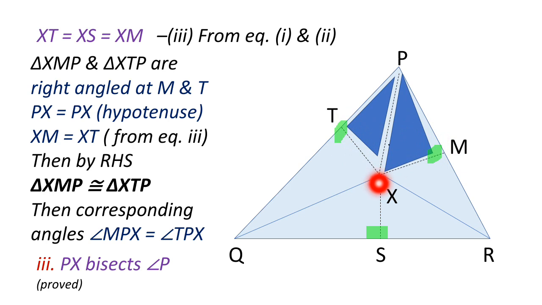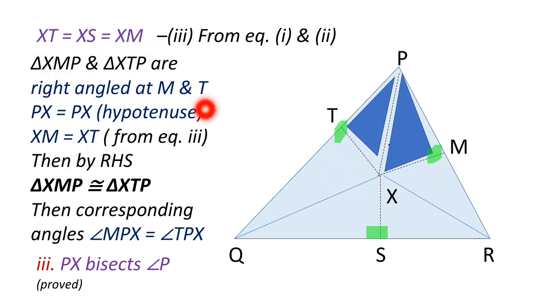Now the hypotenuse is common for both the triangles. PX is equal to PX. We have taken those two triangles as right angle triangles at M and T, and this PX is equal to PX is the hypotenuse, which is found equal because this is the common side, and acting as a hypotenuse. So the hypotenuse is common, and one side XM is equal to XT, that is from this equation 3.